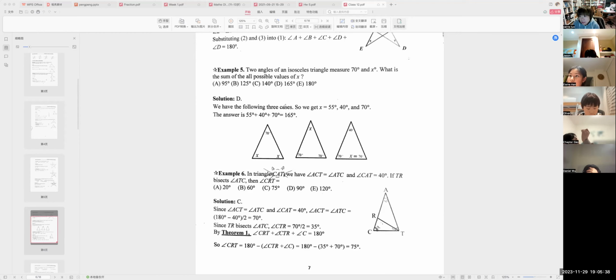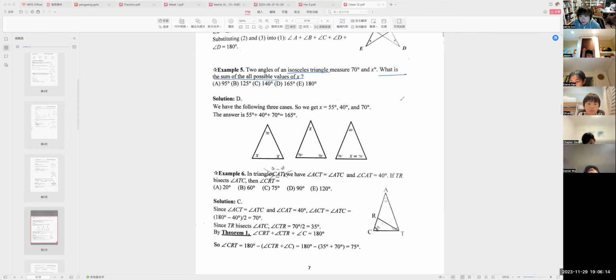Two angles of an isosceles triangle. So Chapter, what is an isosceles triangle? That means two angles are what? The same. Very good, are the same, right? Okay, measure 70 degrees and x degrees. But do we know whether the 70 degrees is the one not equal to the others, or the x is? We didn't know that, right? So that means there are two possible answers. Correct? So, what is the sum of all the possible values of x?